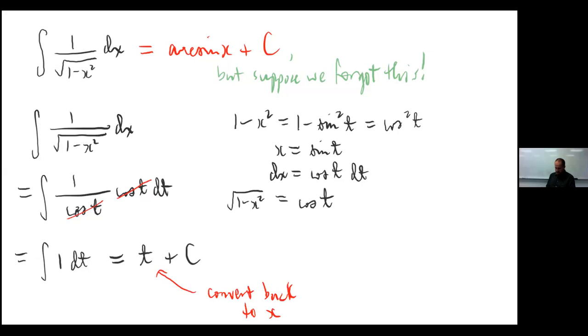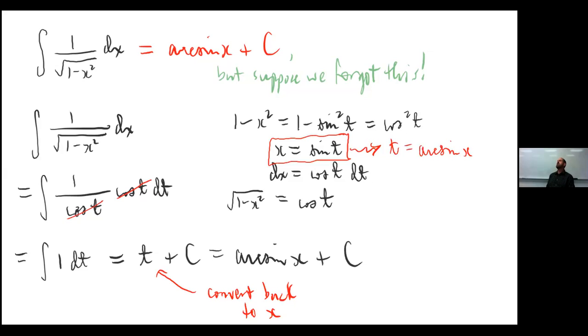So I need to think about what the relationship is between t and x. Well, it's not too hard. If x is equal to sine t, then t is equal to arcsine of x. So coming back here, this is equal to arcsine of x plus a constant. And then all of a sudden you remember, oh, that's right, the antiderivative of that thing was arcsine of x. I forgot, but we just figured it out again.